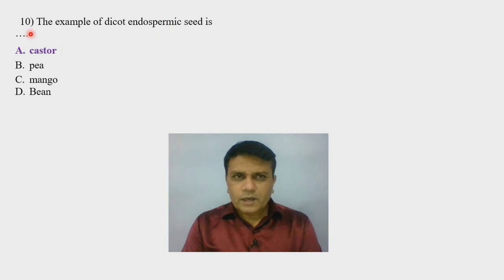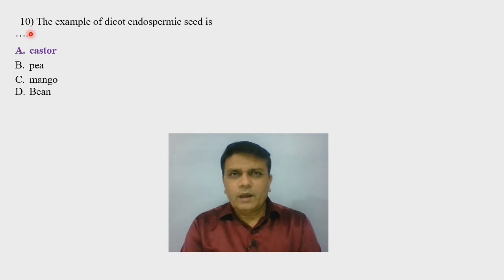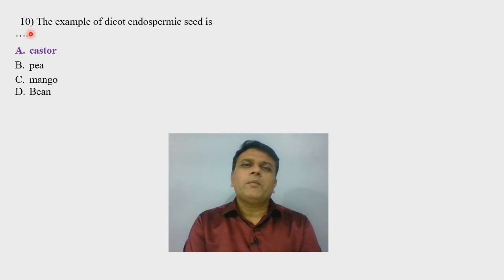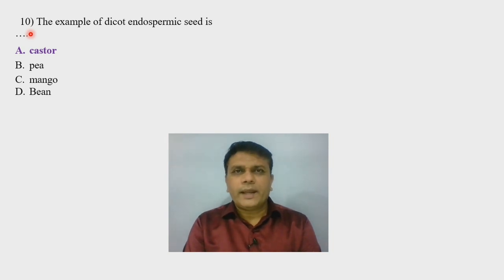So here we have seen the different multiple choice questions from chapter number 1, that is, reproduction in lower and higher plants. Now the remaining questions we will see in our next session.